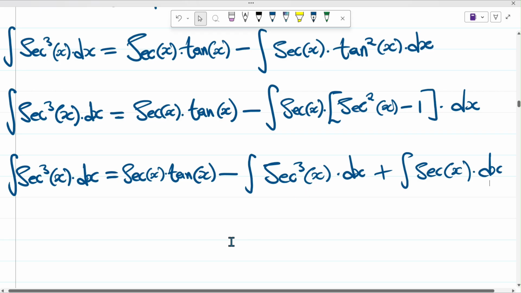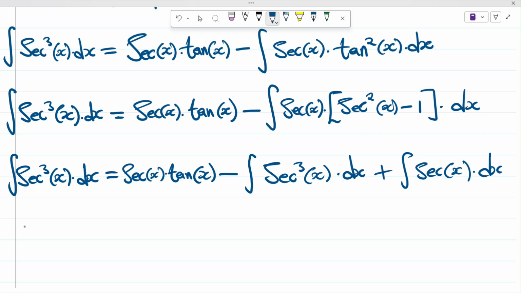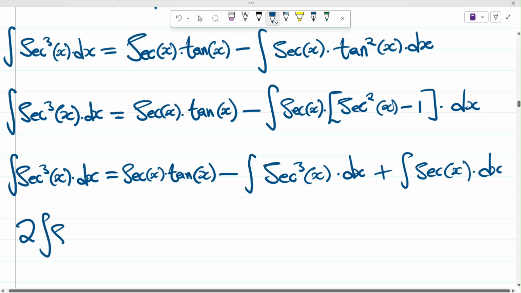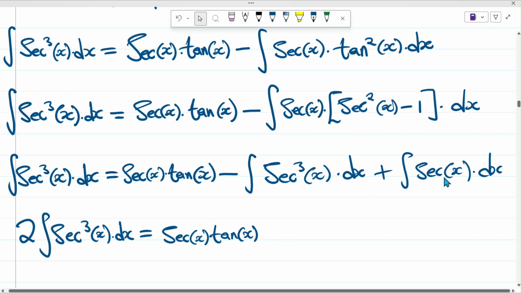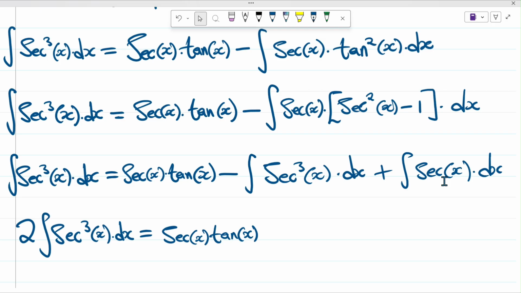So what you need to do is just take it to the other side, and then we will end up having two integral of sec cube of x dx, which is going to be equivalent to whatever you have on this other side, which is going to be sec of x tan of x, and then we integrate positive sec of x. It's there on our integration formulas. So if you have already memorized your integration formulas, then it's going to be easy for you to integrate it.